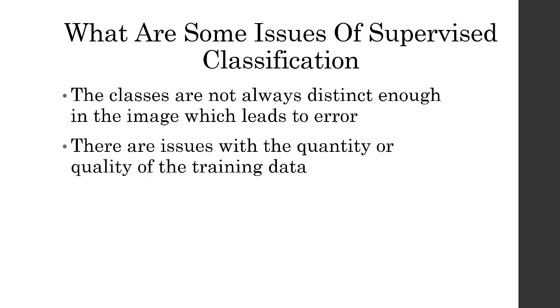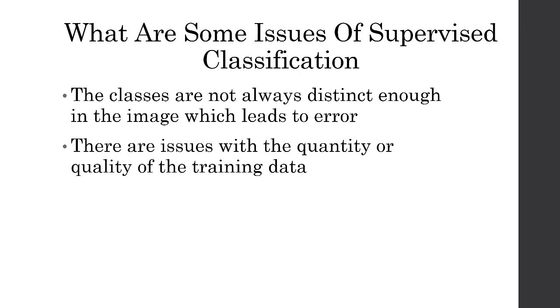So let's talk about some reasons why you might not want to use supervised classification, or what some issues are that you could run into. Well, the first issue is maybe your classes just aren't distinct enough. Maybe you're interested in shallow water versus deep water, and the image that you have, you just simply can't distinguish between the two. And so you end up with error. Even though you want to get these two classes out, the image simply can't do it, even though you're giving it training data.